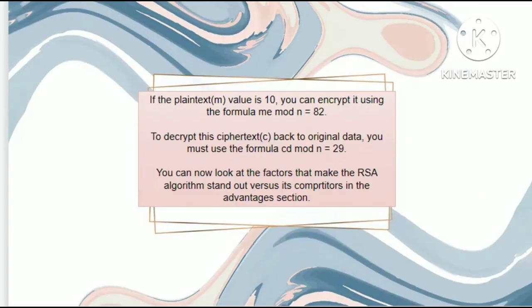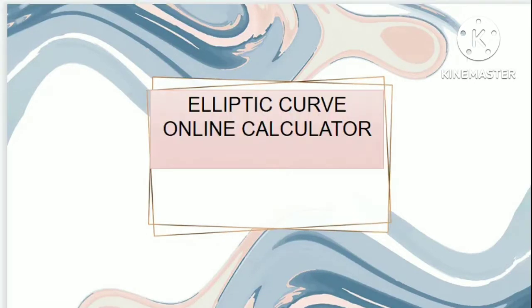If the plain text M value is 10, you can encrypt it using the formula M^e mod N equals 82. To decrypt this ciphertext C back to the original data, you must use the formula C^d mod N equals 29. You can now look at the factors that make the RSA algorithm stand out versus its competitors in the advantages section. Elliptic curve calculator.